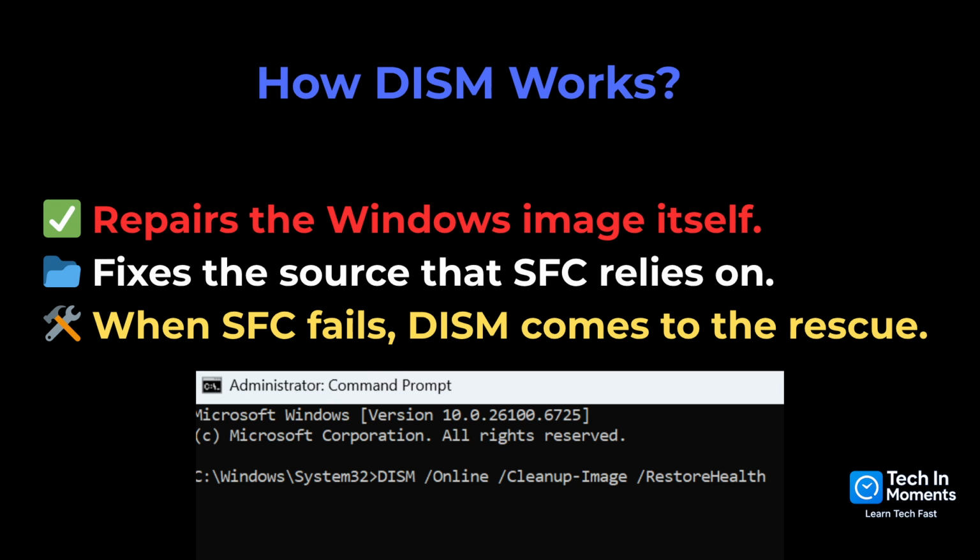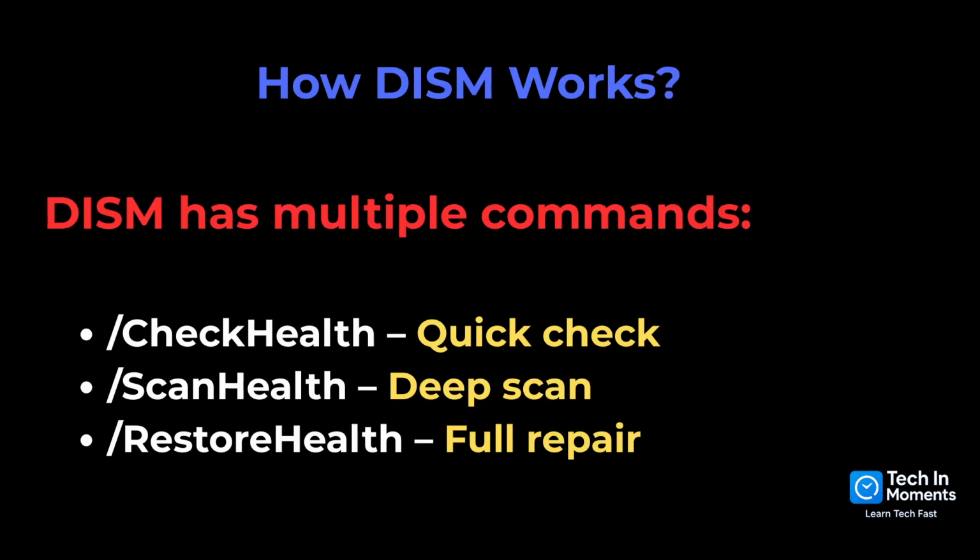DISM, on the other hand, works at a deeper level. It repairs the Windows image itself, the core files that SFC depends on. So, if your SFC tool doesn't work properly, DISM can fix the source files first. DISM has different commands like check health to quickly see if corruption exists, scan health to do a deeper scan, and restore health to actually repair the image. So you can pick what you need based on how serious the issue is.